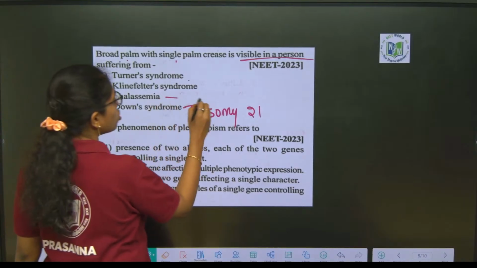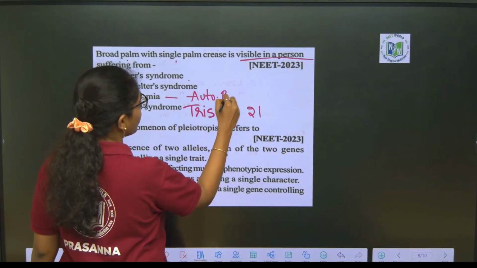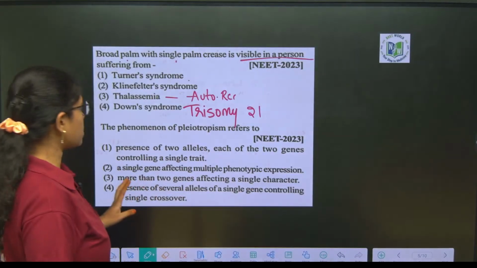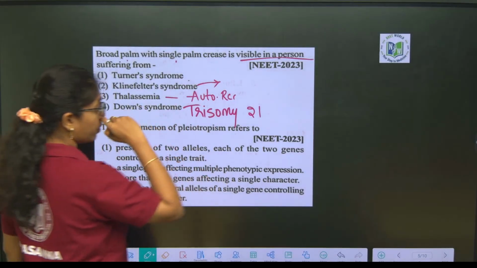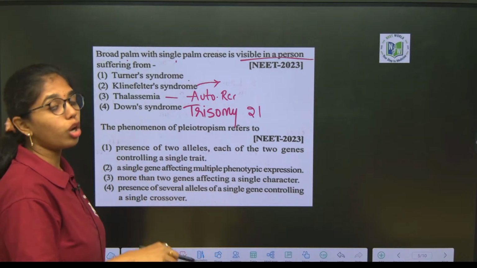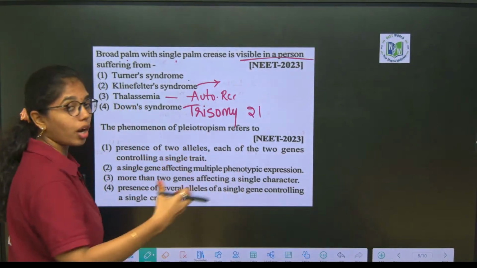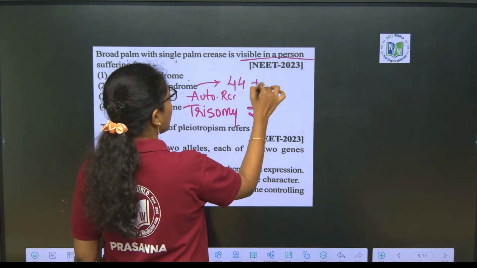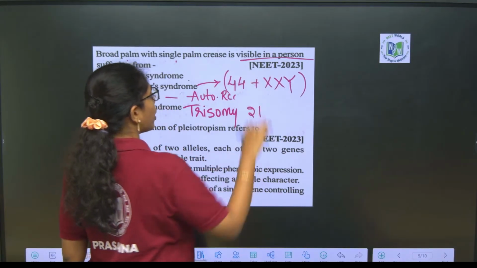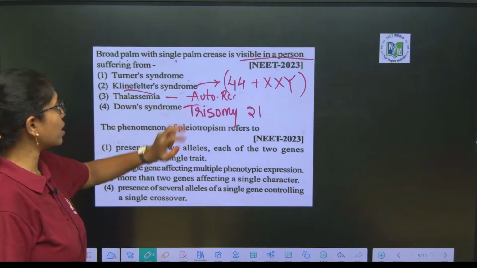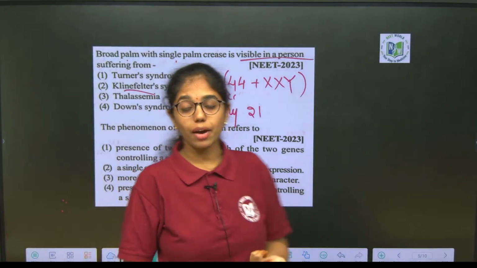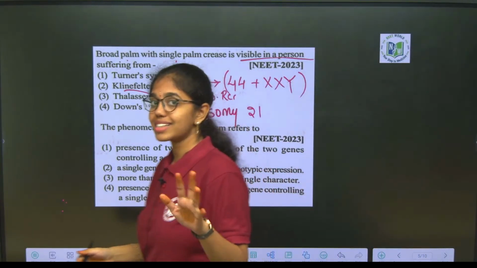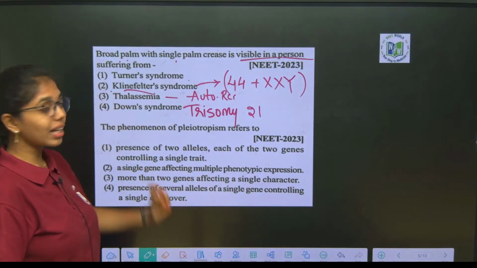Thalassemia is an autosomal recessive disorder, which is quantitative. We have alpha thalassemia and beta thalassemia. Klinefelter syndrome is observed due to trisomy in the allosome, where an extra X chromosome is present in males, which is 44 plus XXY. Klinefelter syndrome results in a sterile condition, tallness and gynecomastia.